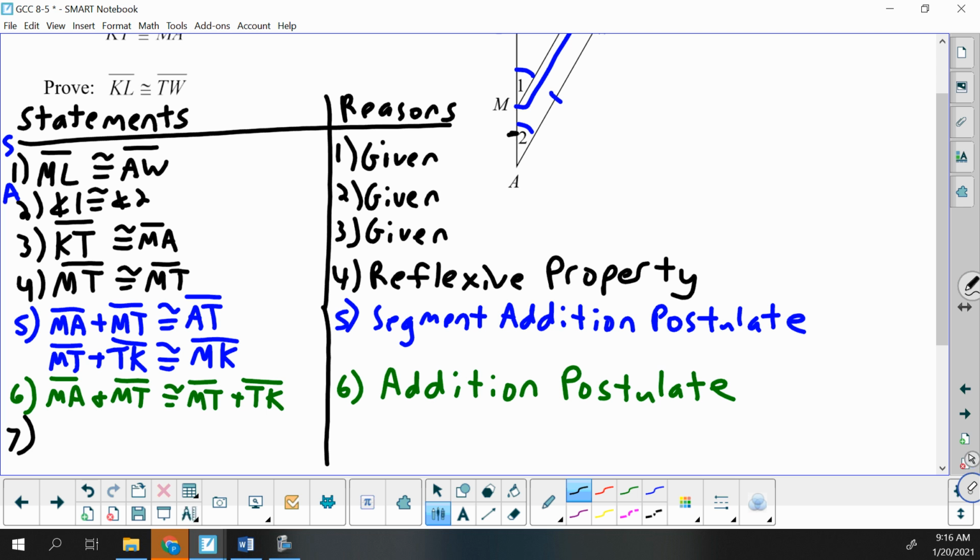And then the last one is what we are trying to get, the sides that are actually in the triangle. So AT is now congruent to MK. And 3, 2, 1 for our reasons. This is one word. This is substitution.